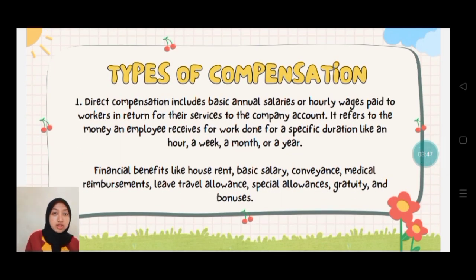Next slide, about types of compensation. 1. Direct compensation includes basic annual salaries or hourly wages paid to workers in return for their service to the company. It refers to the money an employee receives for work done for a specific duration like an hour, a week, a month, or a year. Financial benefits like house rent, basic salary, conveyance, medical reimbursement, leave, travel allowance, special allowances, gratuity, and bonus.